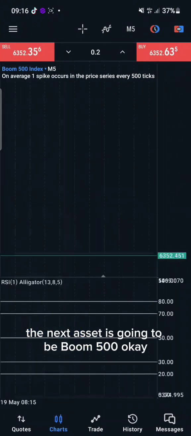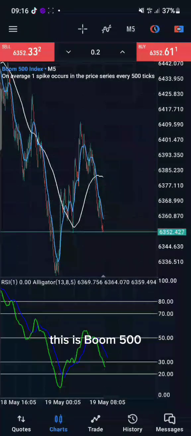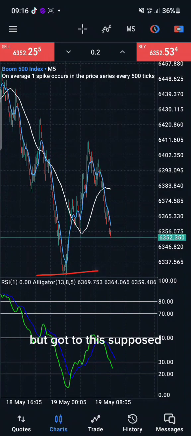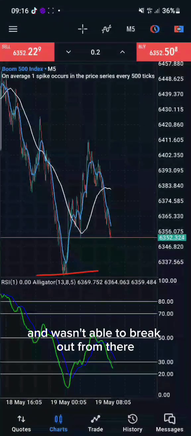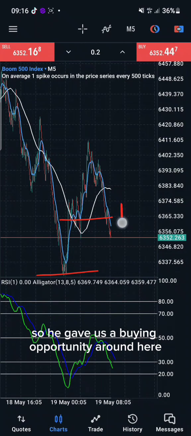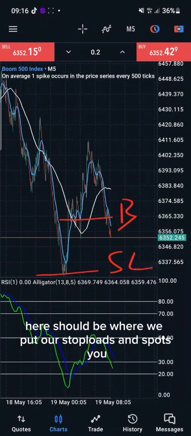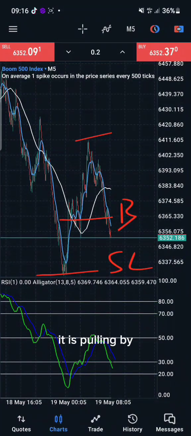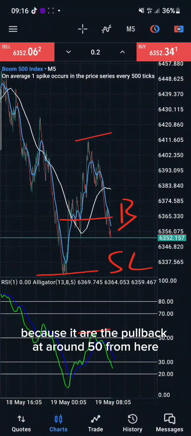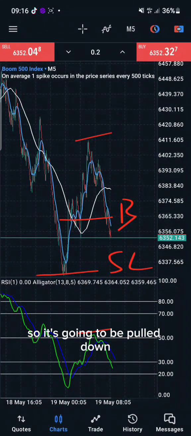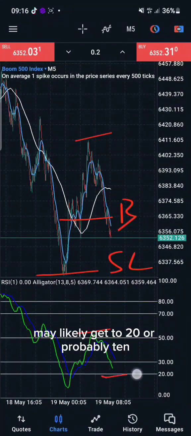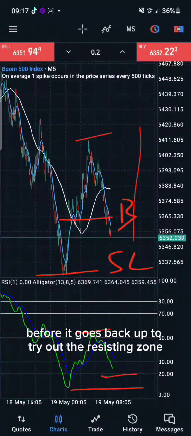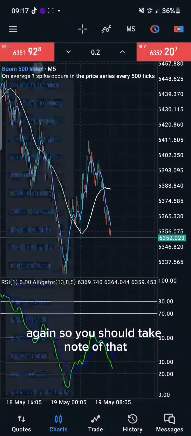Okay, the next asset is going to be Boom 500. This is Boom 500, and of course it had been selling for a very long time, but got to this support zone and was unable to break out from there, so it gave us a buying opportunity around here, where this should be where we put our stop loss, and it bought till it got to this region. So right now it is pulling back because it had a pullback at around 50 from here, so it's going to go down, may likely get to 20 or probably 10 before it goes back up to try out the resistance zone again. So you should take note of that.